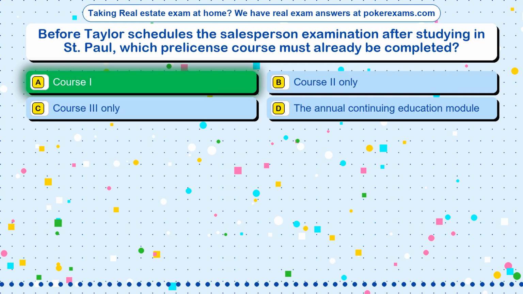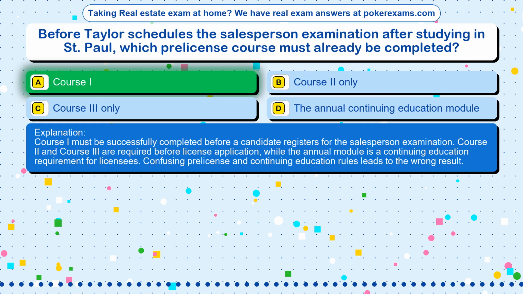The correct answer is option A, Course I. Course I must be successfully completed before a candidate registers for the salesperson examination. Course 2 and Course 3 are required before license application, while the annual module is a continuing education requirement for licensees. Confusing pre-license and continuing education rules leads to the wrong result.